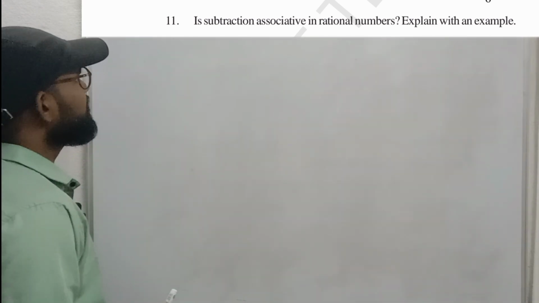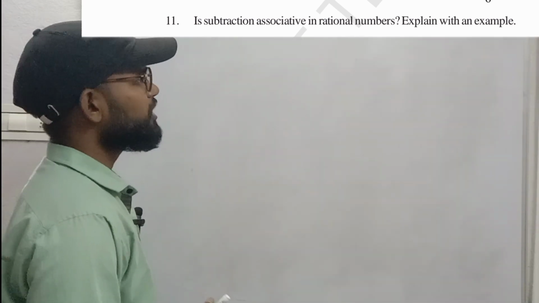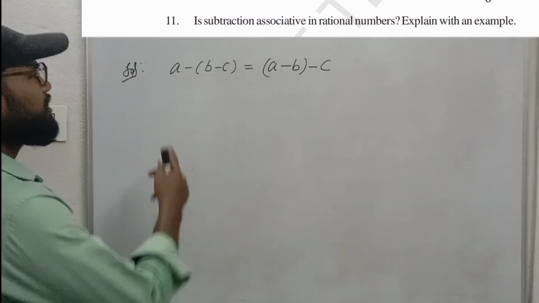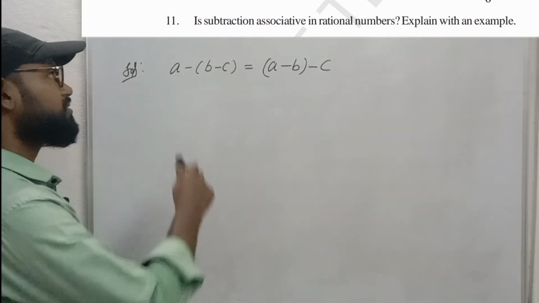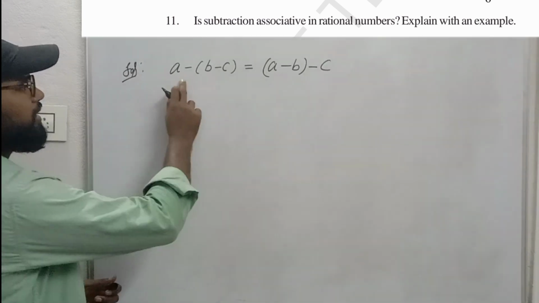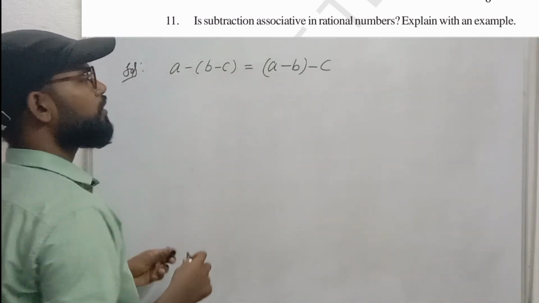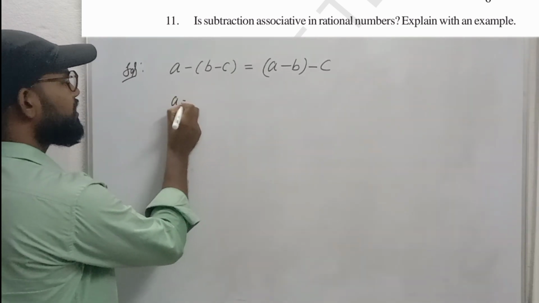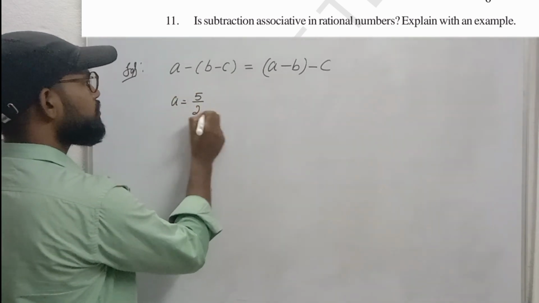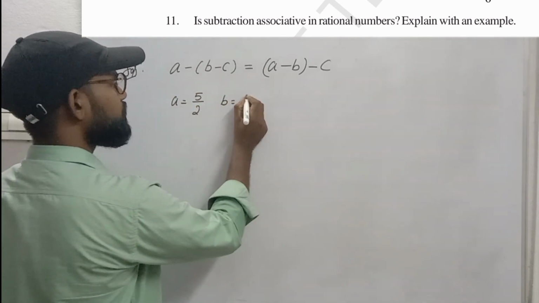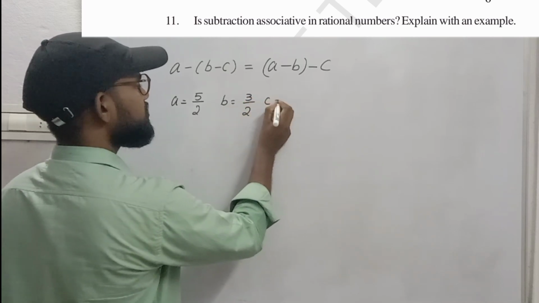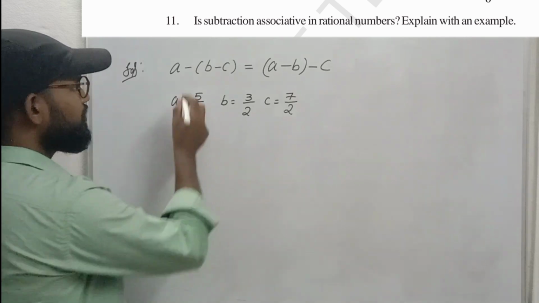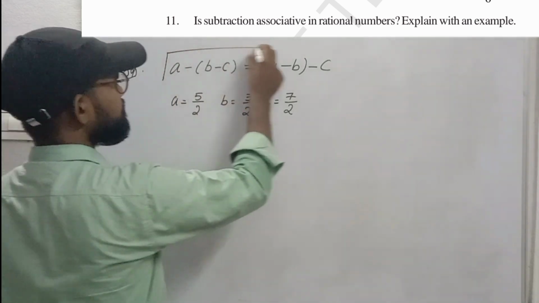See the 11th question. Whether subtraction is associative for rational numbers or not, explain with an example. What is the associative property for subtraction? So a minus of b minus c equals a minus b of minus c. So now let us consider a equals 5 by 2, b equals 3 by 2 and c equals 7 by 2, right?